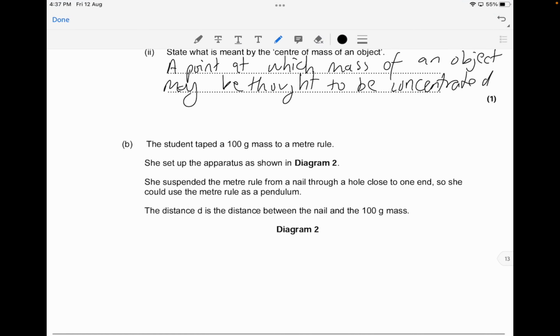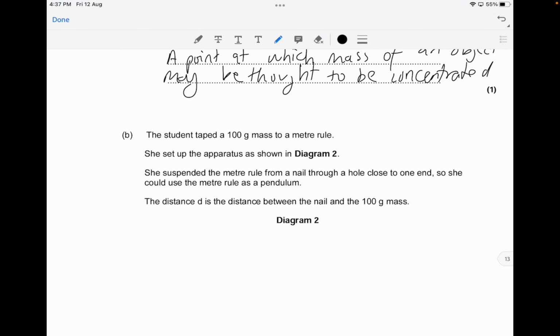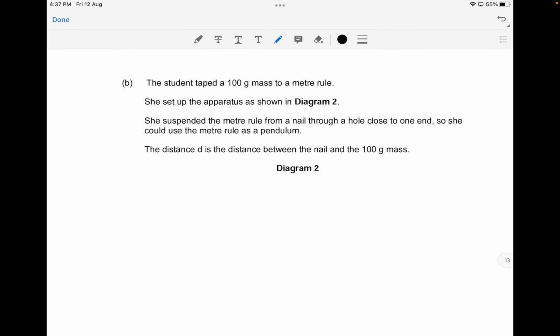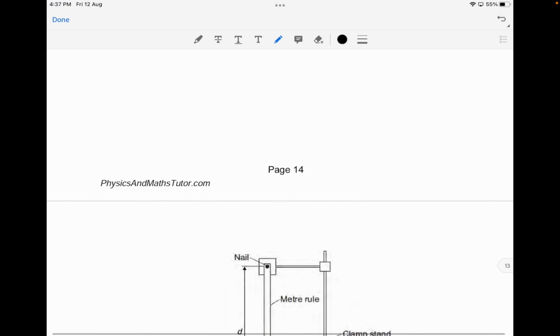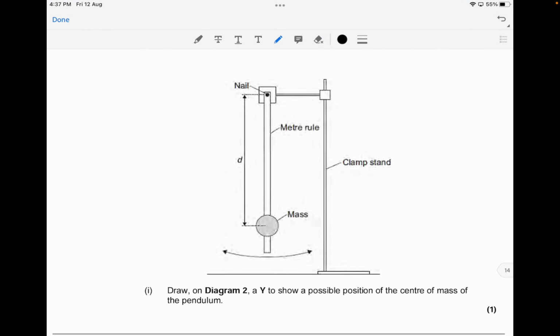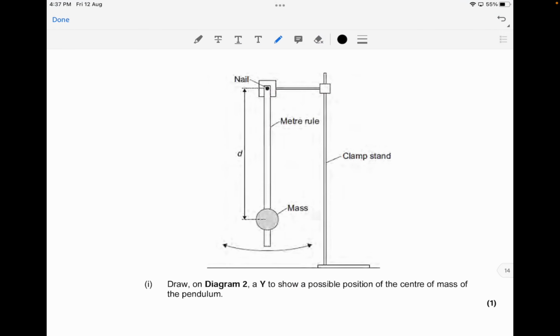Now, the student taped a 100 gram mass to a meter rule. She set up the apparatus as shown in diagram 2. She suspended the meter rule from the nail through the hole close to one end so she could use the meter ruler as a pendulum. The distance D is the distance between the nail and the 100 grams. So we can see a nice little diagram here of the nail, a meter rule, the distance between the nail and the mass, and the clamp stand.